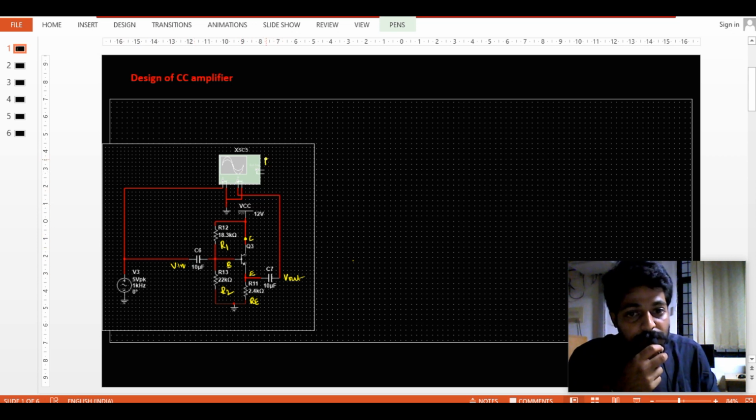So this is my output, and this is my input. The input terminal and output terminal are connected to a DSO or CRO, the oscilloscope which I have. In channel A I will see my input, in channel B I will see my output.